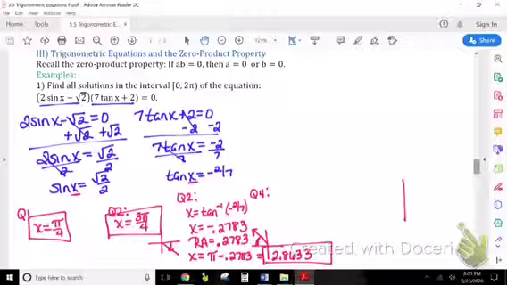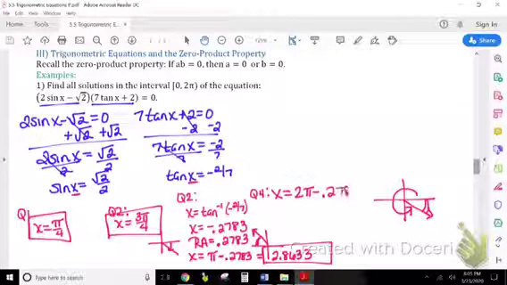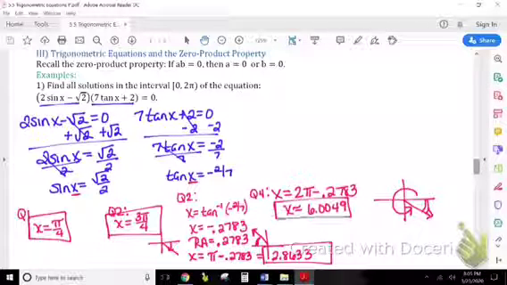Now remember, if our angle's over here in quadrant 4, here's our angle that we're after, but we know that reference angle. So to find that quadrant 4 angle, we're going to take 2 pi minus that reference angle, the 0.2783, and that's going to give us approximately 6.0049. And so there's our other angle.